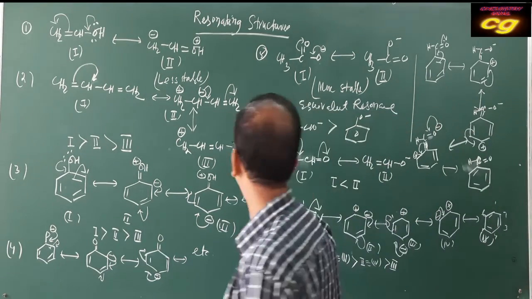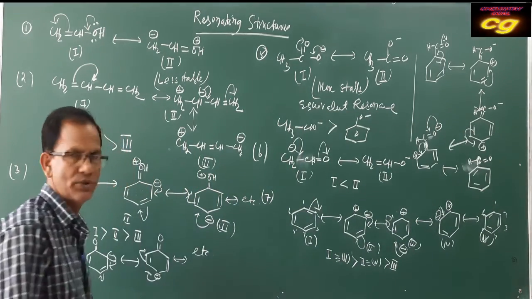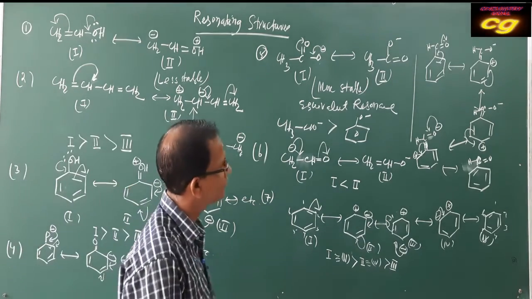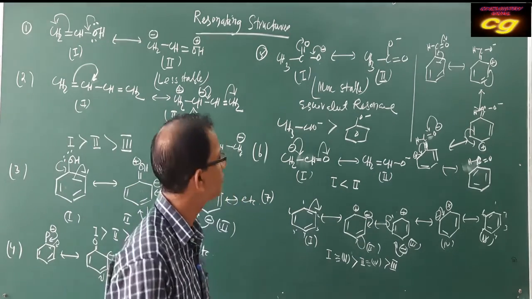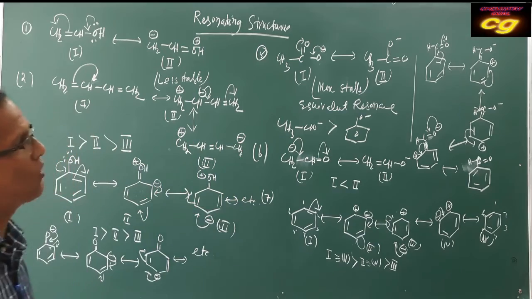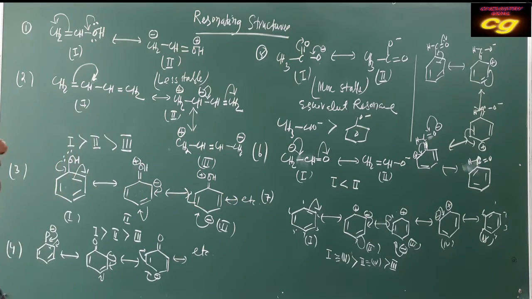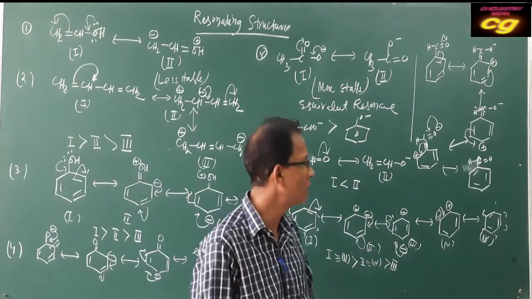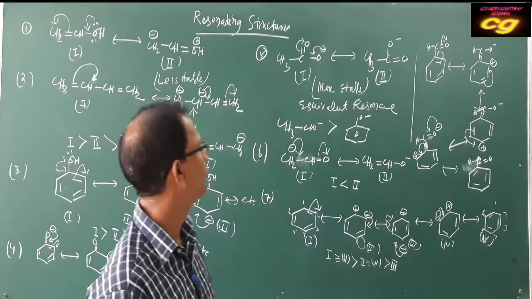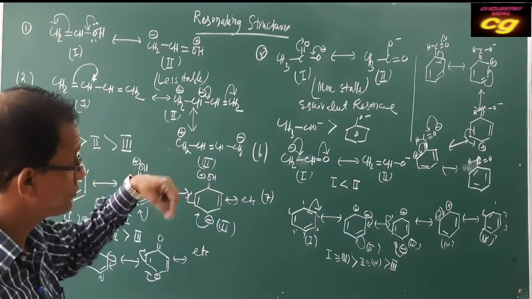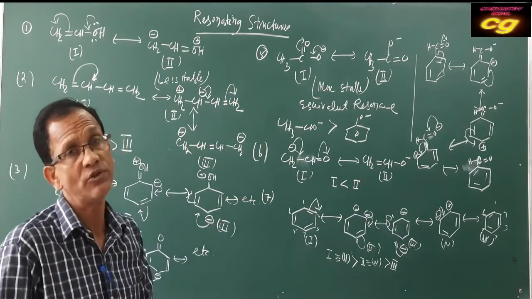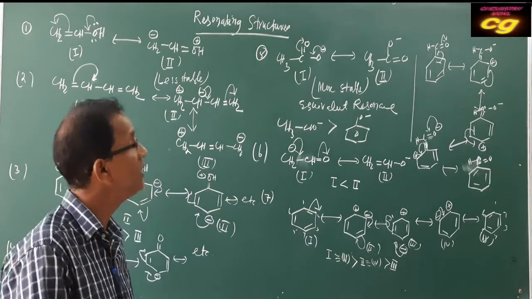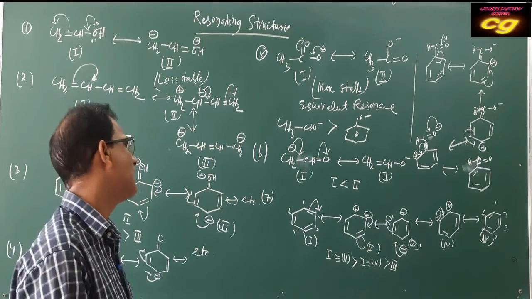So different types of structure are possible by delocalization of pi electrons. You have to see which condition, which rule to apply, when we write the different canonical forms of particular organic compounds. So you have to practice drawing different resonating structures, then you will have better knowledge regarding the properties of organic compounds.